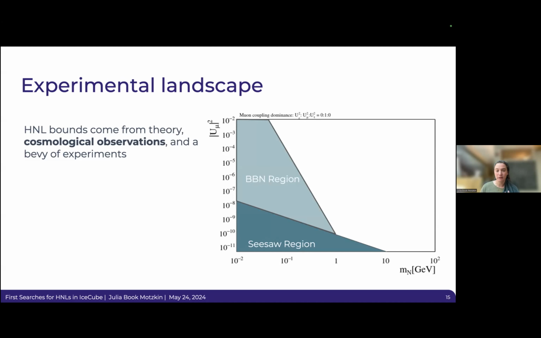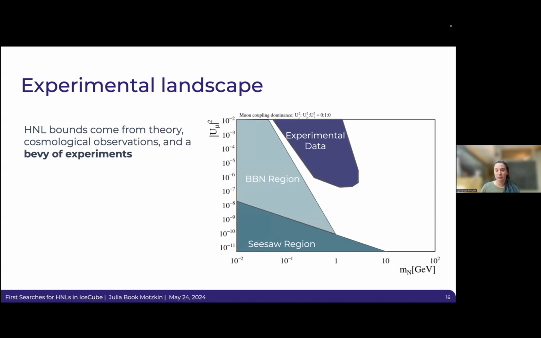Then you have bounds from Big Bang nucleosynthesis. If the coupling strength is very strong, then the neutrino will decay really quickly, and this will mess up your measurements of N effective, which are taken from Big Bang nucleosynthesis. Those are very well constrained to 3, corresponding to our 3 active neutrino flavors. And finally, you have experimental data. Most of this data comes from experiments that are either looking at a particle beam like the one at the LHC, or they're looking at what we call a fixed target experiment.